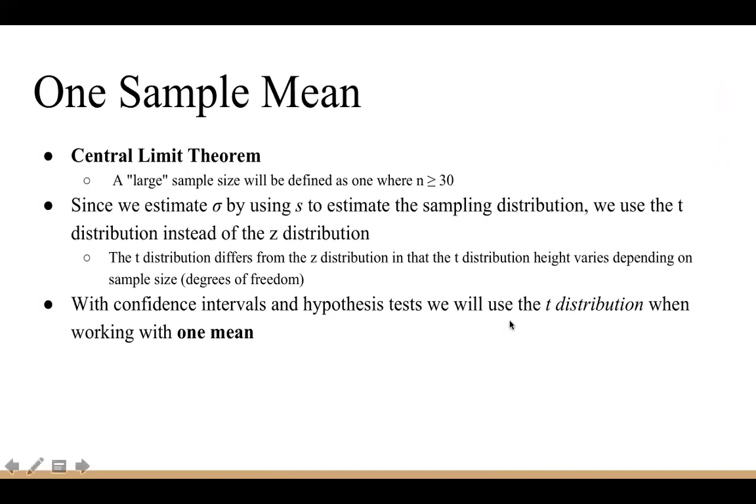So here with one sample mean, we use the t distribution instead of the z distribution. And the only difference between the t distribution and the z distribution is that the height of the t varies based on the sample size. So you guys remember that's where degrees of freedom plays a role. Every time, you know that degrees of freedom is different based on your sample size. So that's really the only difference between the t distribution and the z distribution. So we're going to be using that when we conduct our confidence intervals and hypothesis tests with one mean.